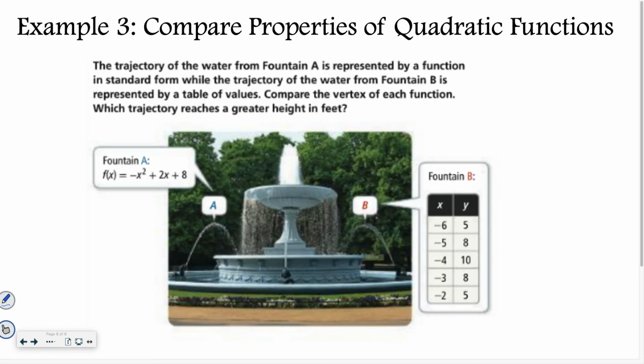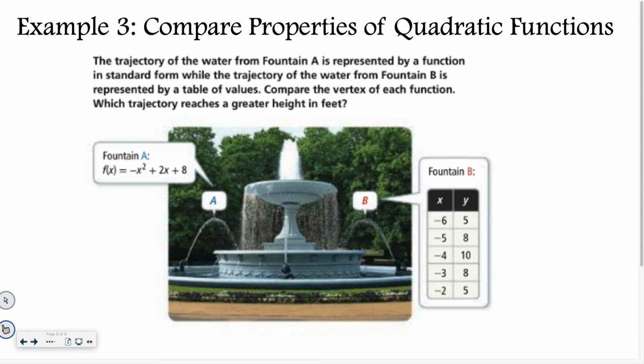All right, the last example for today. We have comparing the properties of 2 different quadratic functions. We have the trajectory of the water from fountain A, so that's the path the water takes, is represented by a function in standard form, while the trajectory of the water from fountain B is represented by a table of values. Compare the vertex for each function. Which trajectory reaches a greater height in feet?